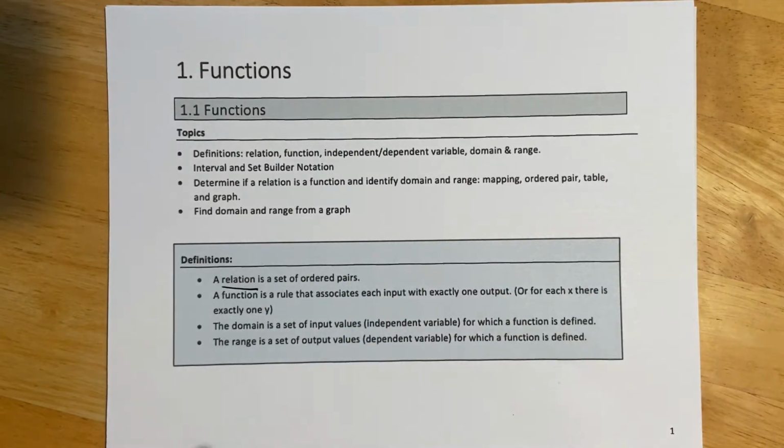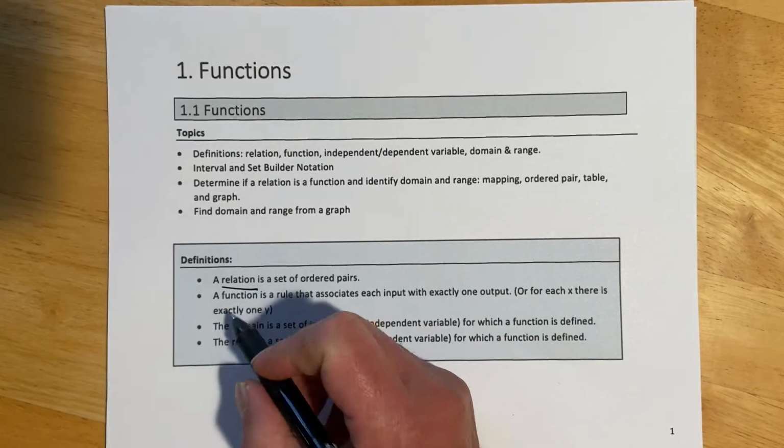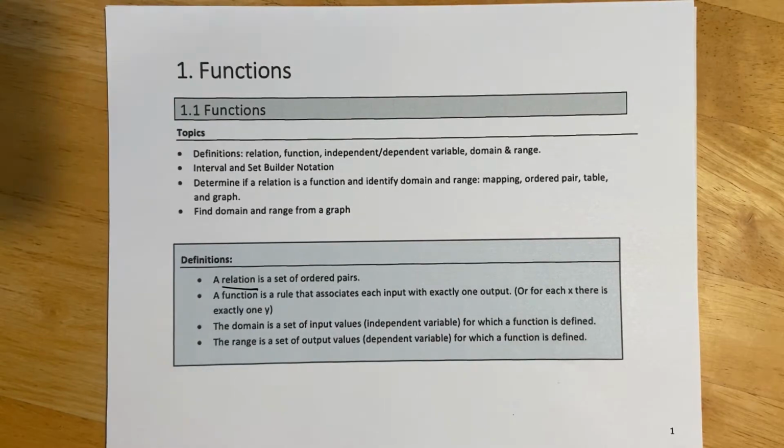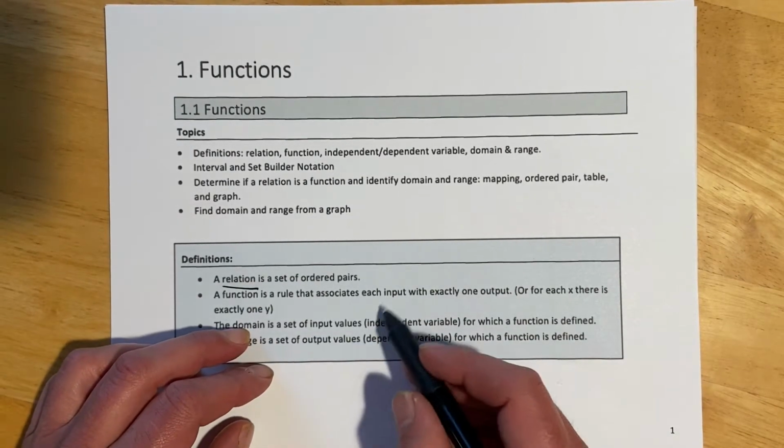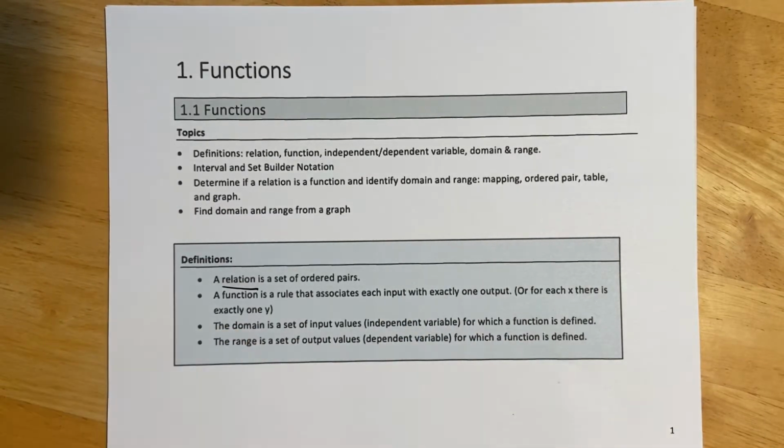So first, some definitions. We start with a relation, and that's just a set of ordered pairs. Second is, what's a function? Well, a function is a rule that associates each input with exactly one output. So in other words, for each x, there gets to be exactly one y, and that's it.